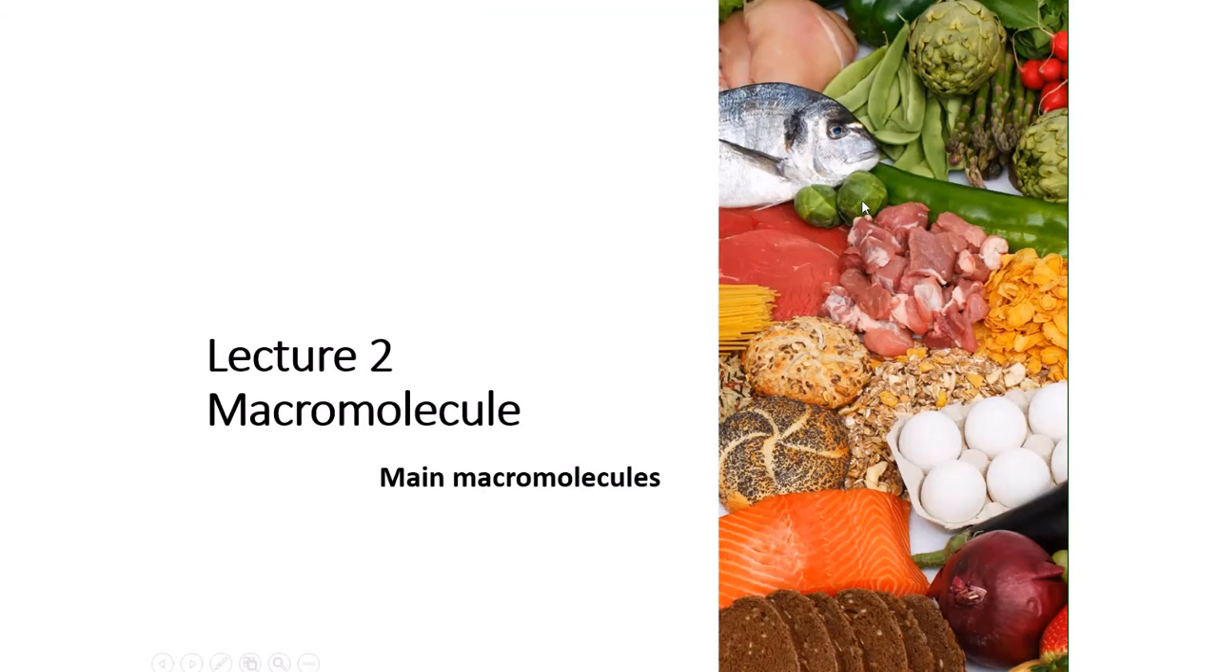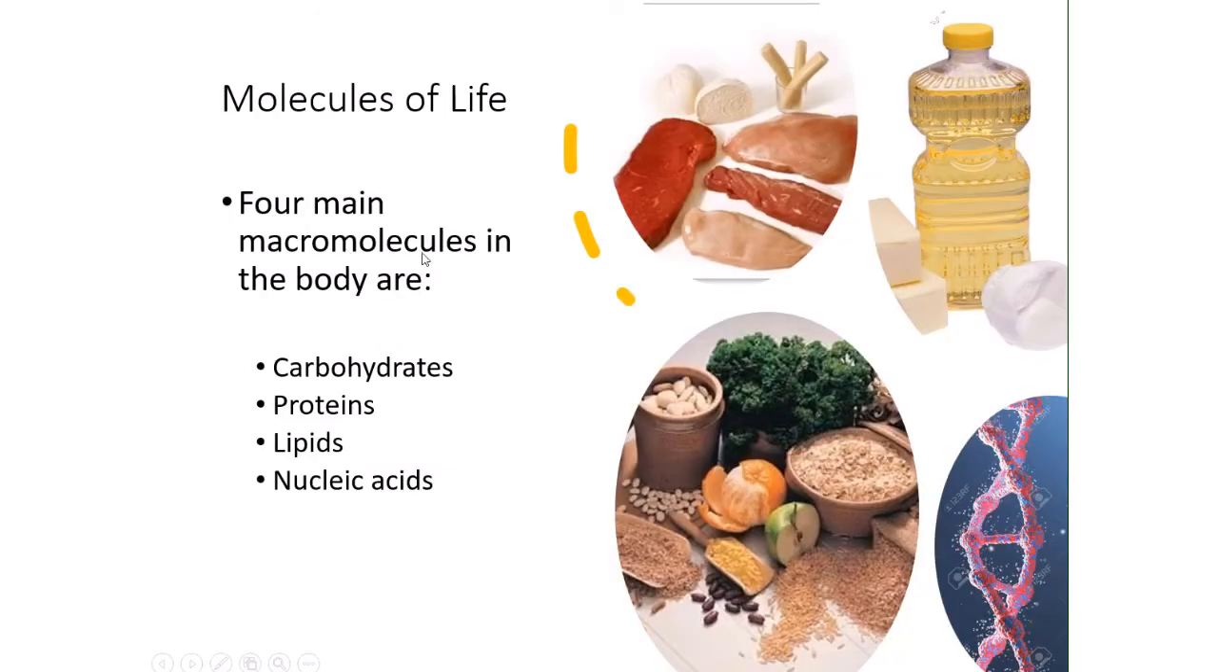In the previous video, we talked about the basic chemistry related to biological systems. Now we are going to look at the main macromolecules that make up the body. There are four main macromolecules in the body. They are carbohydrates, proteins, lipids, and nucleic acids.